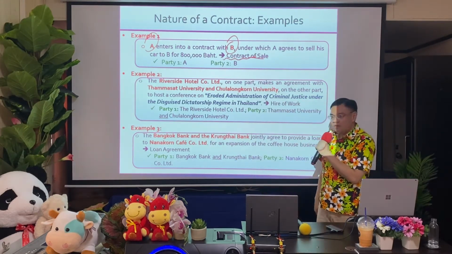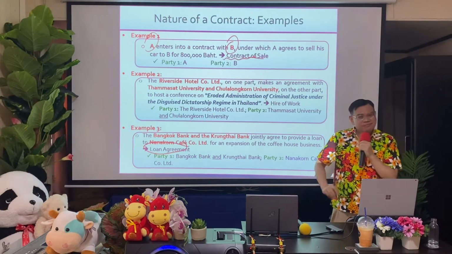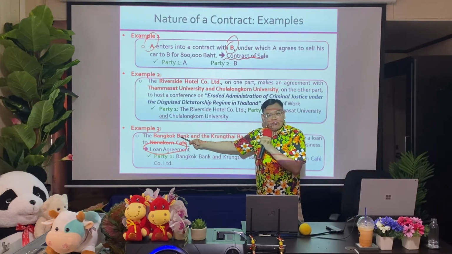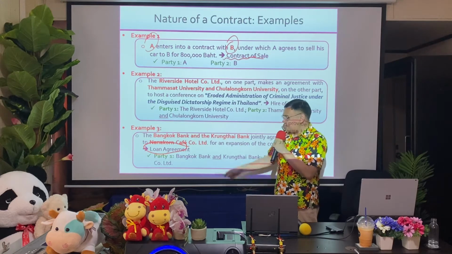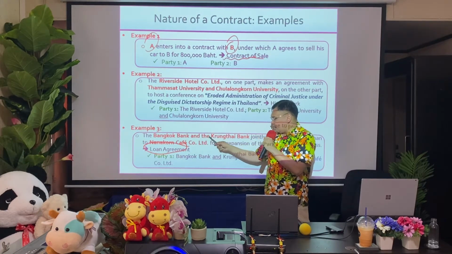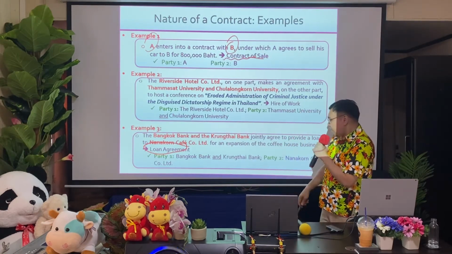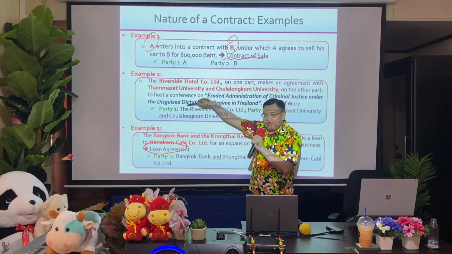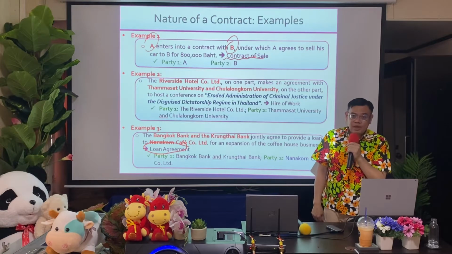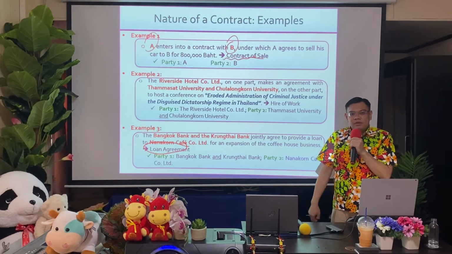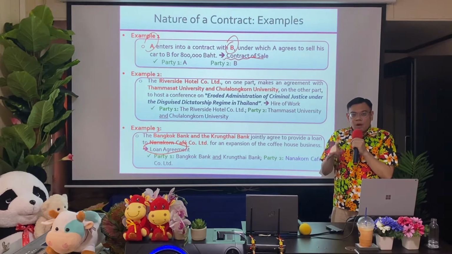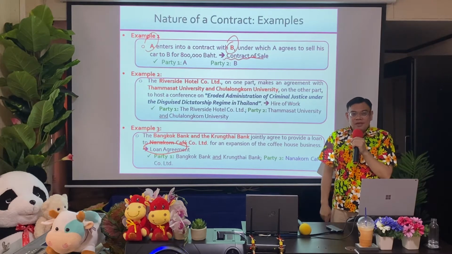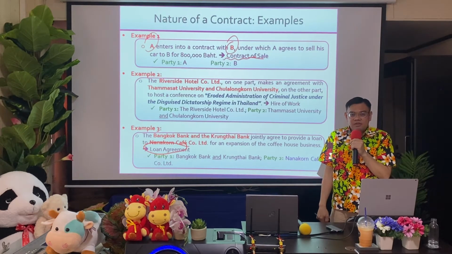We can see that this contract is called a loan agreement. Under this contract, we have again two parties. The first party consists of two persons. The first party is the lender. We can see that the lenders consist of two banks, Bangkok Bank and the Krung Thai Bank. And the second party consists of only one person, i.e. Nanakorn Cafe Company Limited. So from these three examples, we can see that when we have a contract, it does not mean that a party to that contract consists of only one person. It is possible that one party in any particular contract may consist of more than one person.